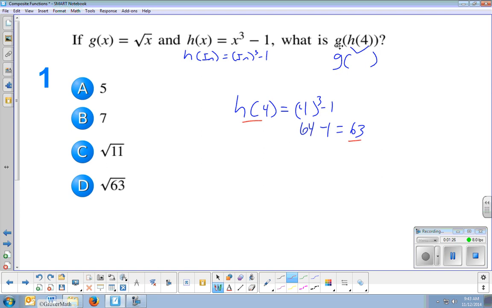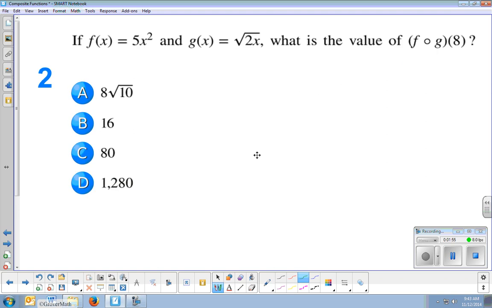So if I want to do g of h of 4, I have to do g of 63. And my rule for g is whatever I do for my input in g, it's the square root of my input. And so that's going to be the square root of 63, which does not simplify, and so that's my answer. So really it's just two rounds of evaluating functions. You do this first and then you do that second.